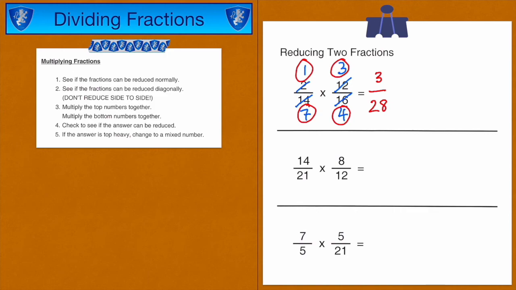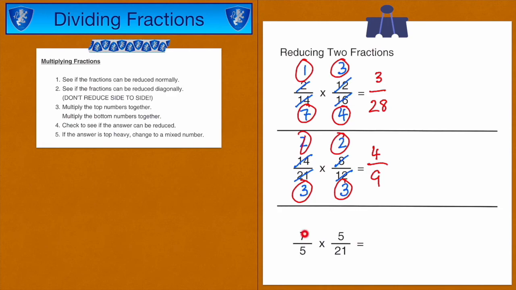And then the next one, 14 and 21 divide by 7. That's 2 times 7 and 3 times 7. 8 and 12 we can divide by 4. That's 2 times 4, that's 3 times 4. Then we've got 2 times 2 is 4, and 3 times 3 is 9. And then the bottom one here.